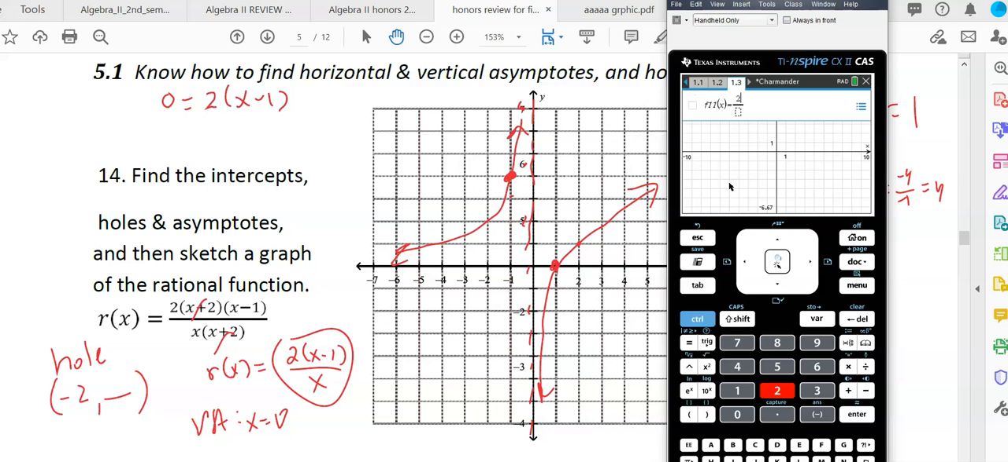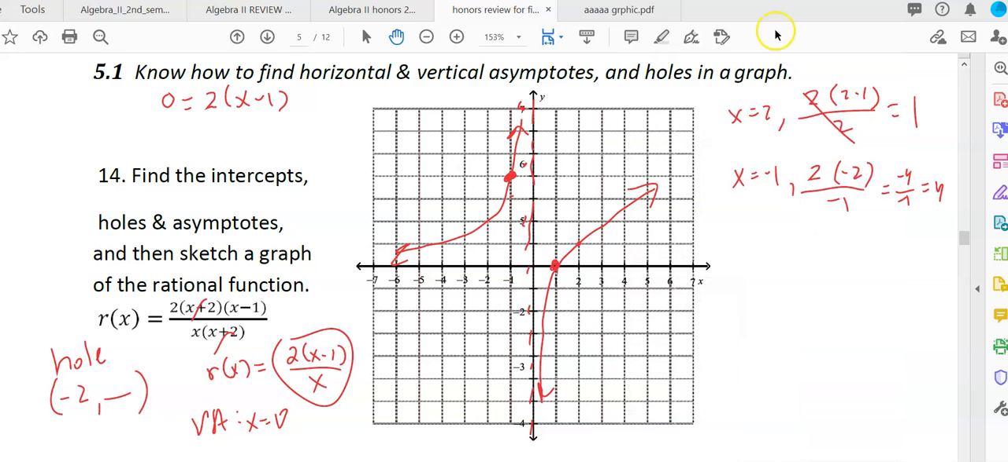So 2 times x plus 2 times x minus 1 over x times x plus 2. Oh, I didn't see the horizontal asymptote. So there is a horizontal asymptote there. I should have recognized it. I don't know why I didn't think of horizontal. So you think it's the same degree? So we have this. So there's definitely a horizontal asymptote.